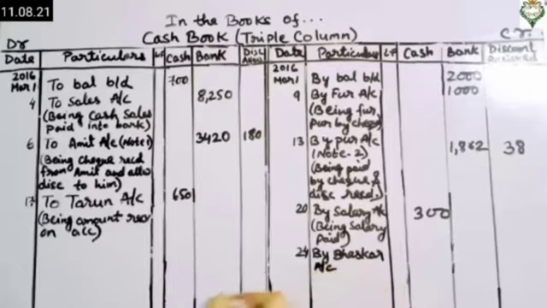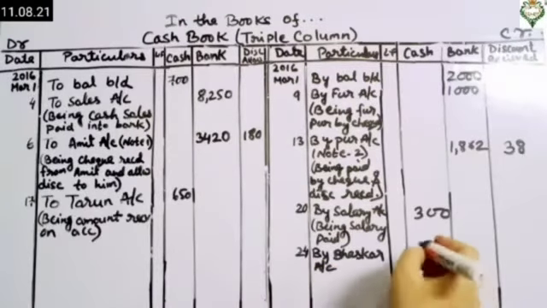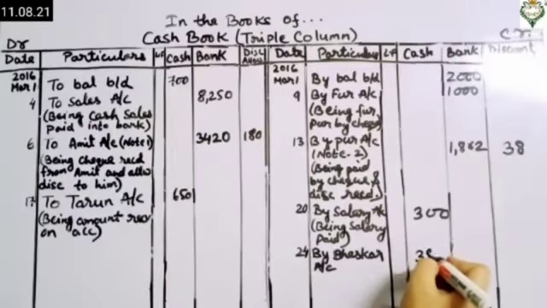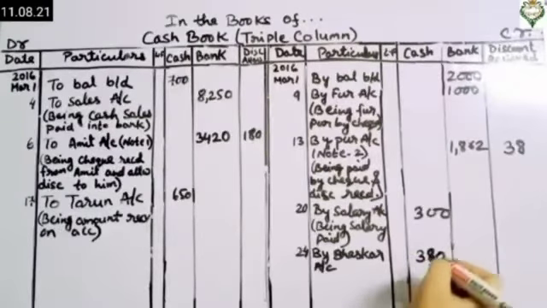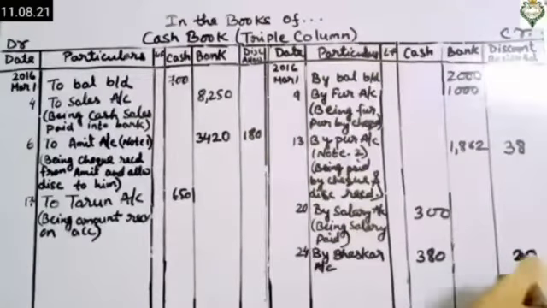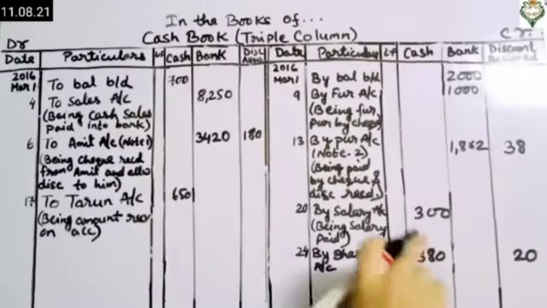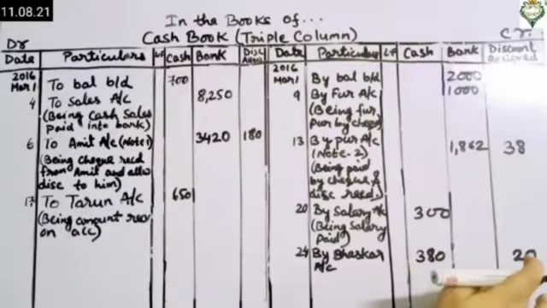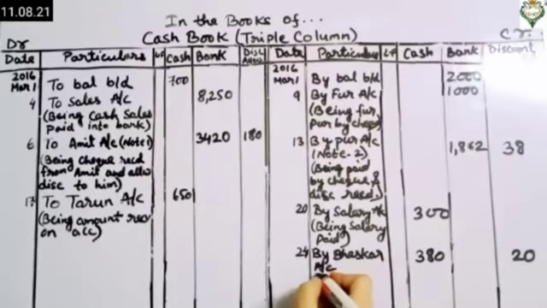And then the amount is 380. He has to pay the 400, but we have received 20 rupees discount and we have paid to Bhaskar 380, not 400. So that is the discount we have received, 20 rupees. And then write the narration: being cash paid and discount received.